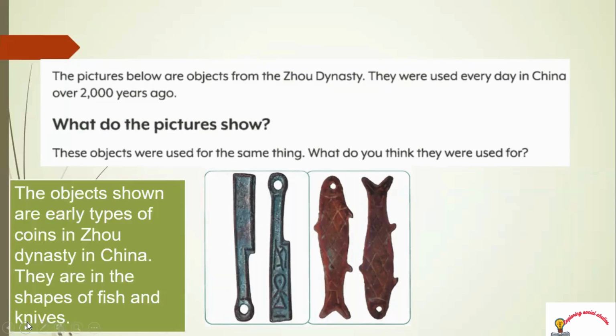The pictures below are from the Zhou dynasty. They were used every day in China over 2000 years ago. The objects shown are early types of coins in the Zhou dynasty in China. They are in the shape of fish and knives.